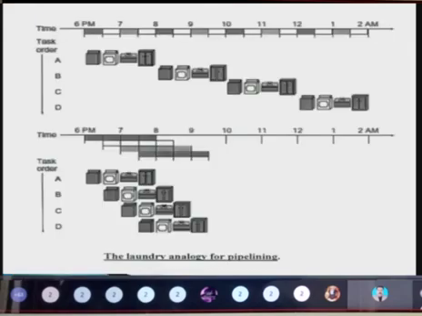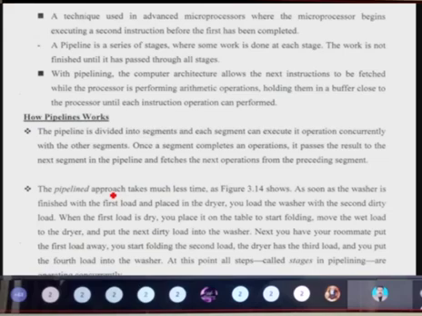So like this we'll be doing this one. So this is about the laundry analogy for pipelining. Here, the technique used in advanced microprocessors is where the microprocessor begins executing the second instruction before the first has been completed. Pipelining is nothing but a series of stages where some work is done at each stage. The work is not finished until it has passed through all the stages. With pipelining, the computer architecture allows the next instruction to be fetched while the processor is performing arithmetic operations, holding them in a buffer close to the processor until each instruction's operations can be performed.